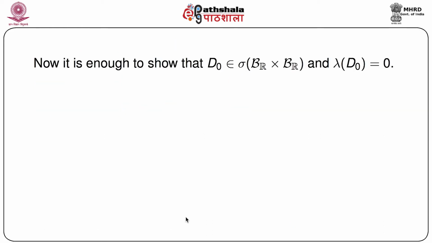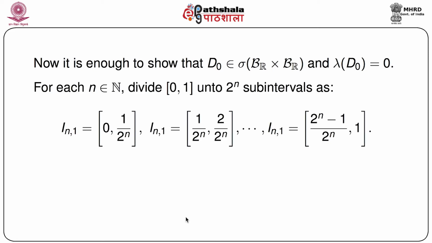Now it is enough to show that D naught belongs to the sigma field generated by script B of R cross script B of R, and lambda of D naught equals 0. This is all we have to show. Now D naught is basically the 0-1 interval.